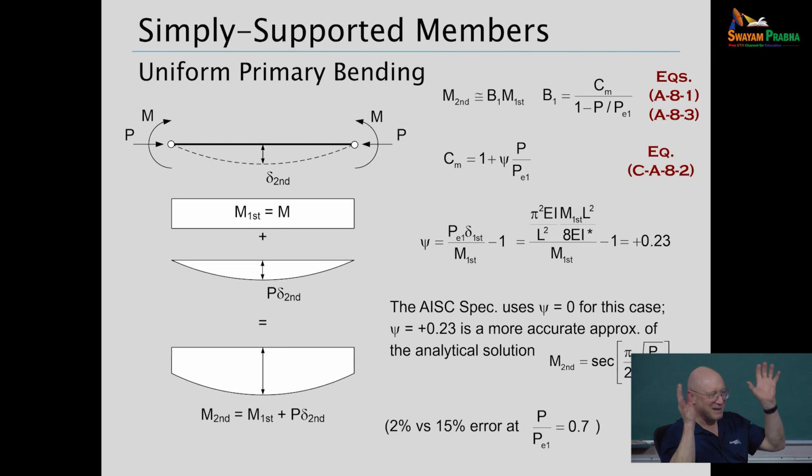So that's where we wave our hands and say, okay, for this case, that's maybe more error than we usually want to tolerate. But the codes commonly tolerate it for this particular case. And we use the approximation for uniform bending, where basically C sub M is equal to 1.